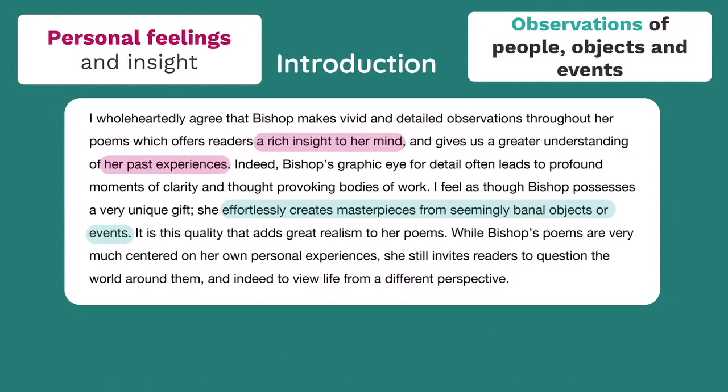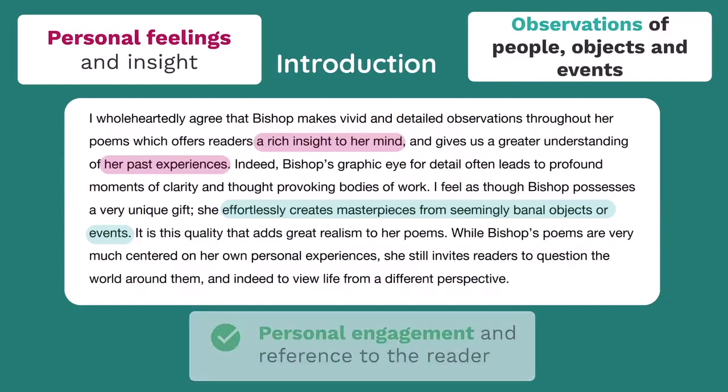Also then she uses these observations, she effortlessly creates masterpieces from seemingly banal objects or events. And again, I mentioned Filling Station, that's a really good example of that. It's just a random observation of a petrol station, effectively, just that she sees one day, and yet she manages to make an observation about these people and bring it back to her own personal feelings about motherhood and family and things like that. So personal engagement and reference to the reader. So she invites the reader to question the world around them. So again, she invites us as an audience or as readers to really get involved in these observations and to try to make our own meaning like she does. So when she observes things around her, she makes meaning. So how do we make meaning from that as well?